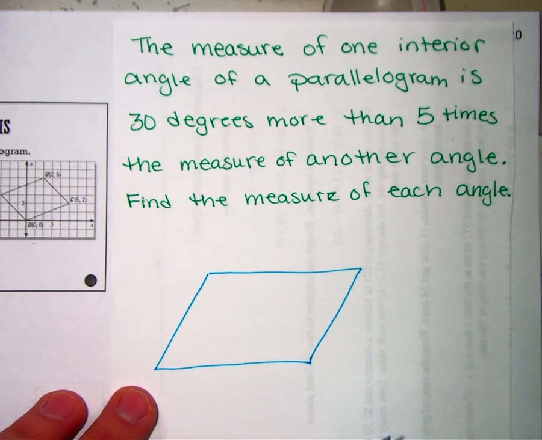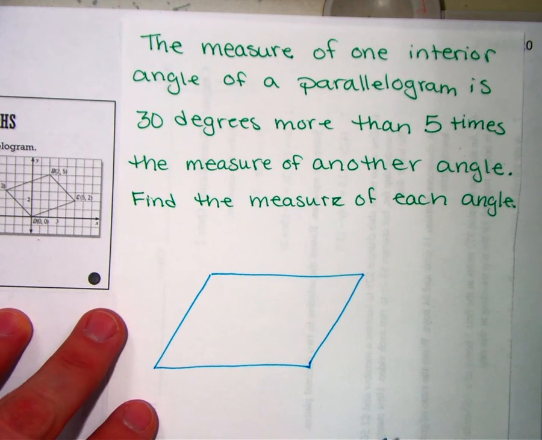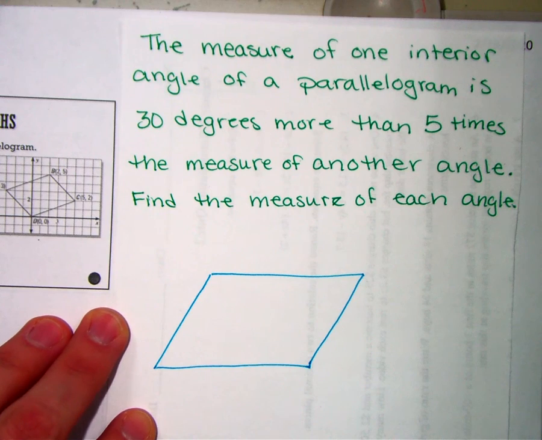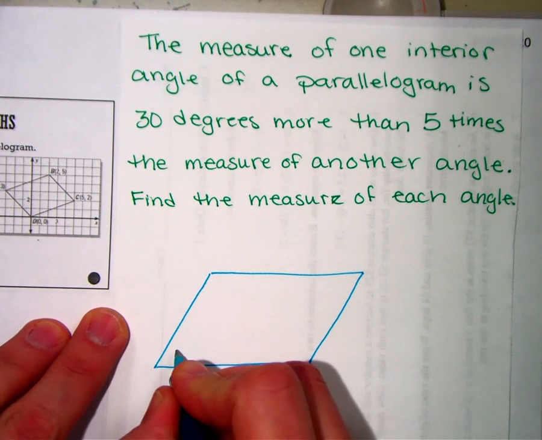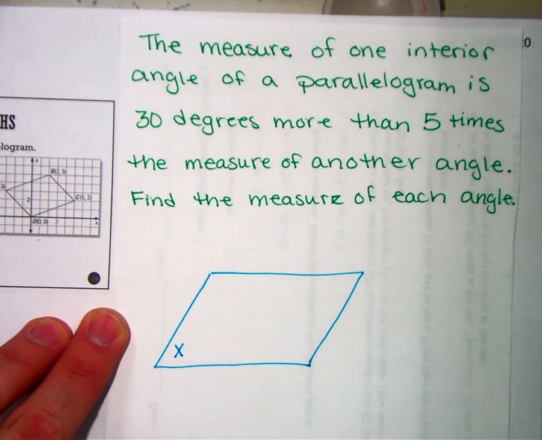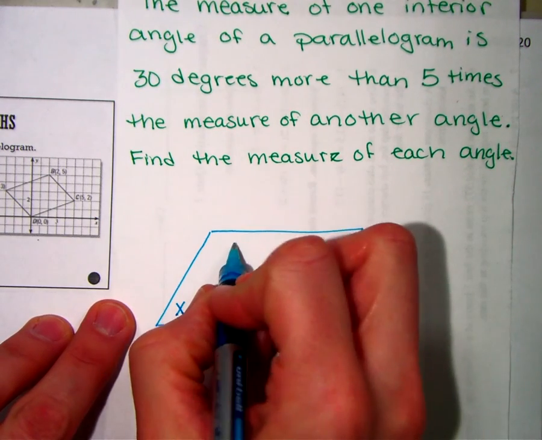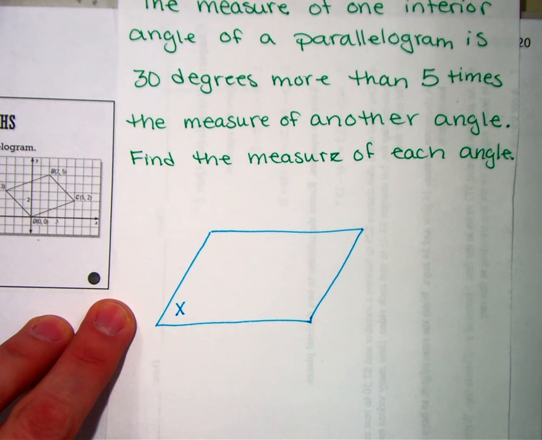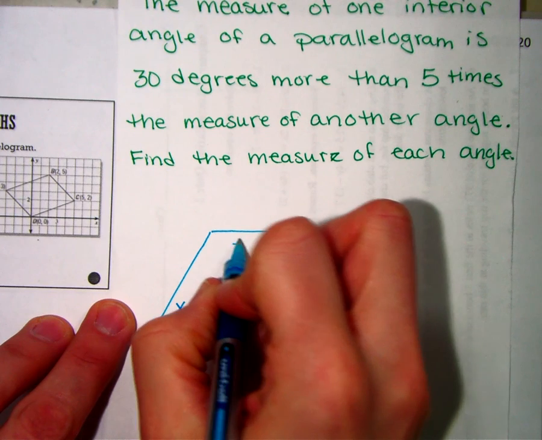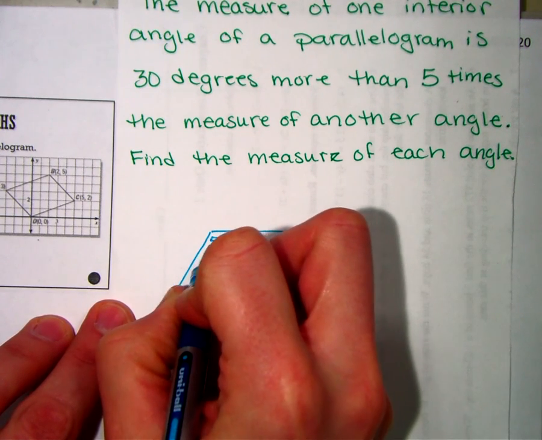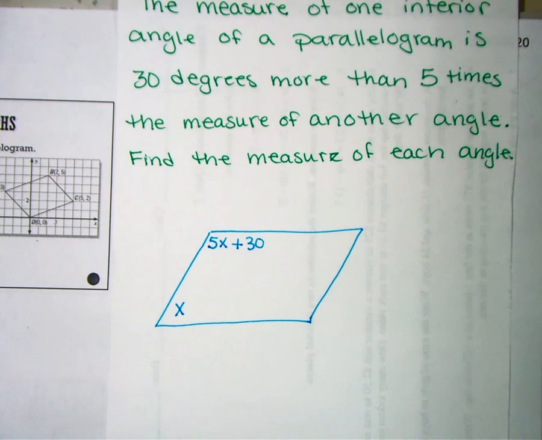Okay, so one of them we don't know, and the other one we know is 5 times plus 30, an additional 30. So we're going to label one of them as x, because I don't know it. And then the other one is 30 degrees. This is how you actually write more than and less than. The plus and the minus actually go at the end. So it's actually more than 30. So 30 degrees more than 5 times that other angle that we don't know.